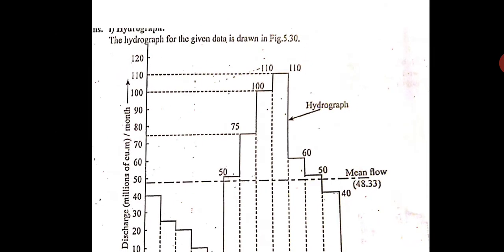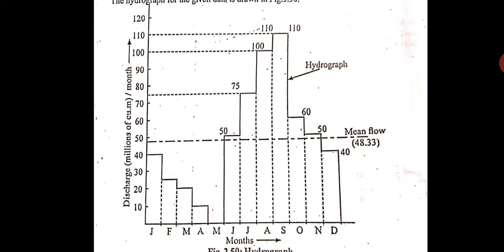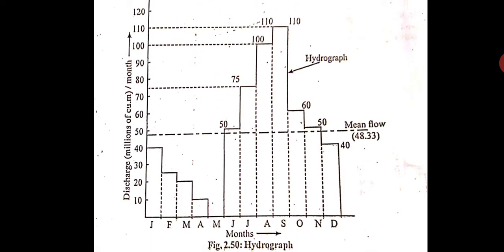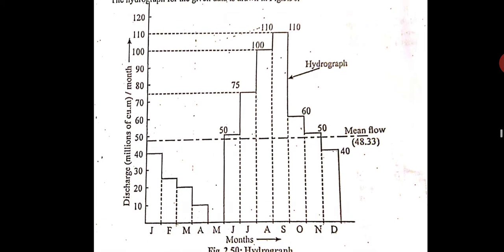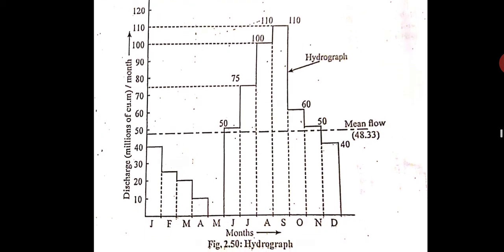Now to plot the hydrograph is very simple. As you have seen, we'll again plot the hydrograph here. On the x-axis I will write months: J, F, January, February, M, March, April, May, June, July, August, September, October, November, December. So they are denoted by alphabets J, F, M, A and so on. On the y-axis we have taken the discharge, that is millions of cubic meter per month.